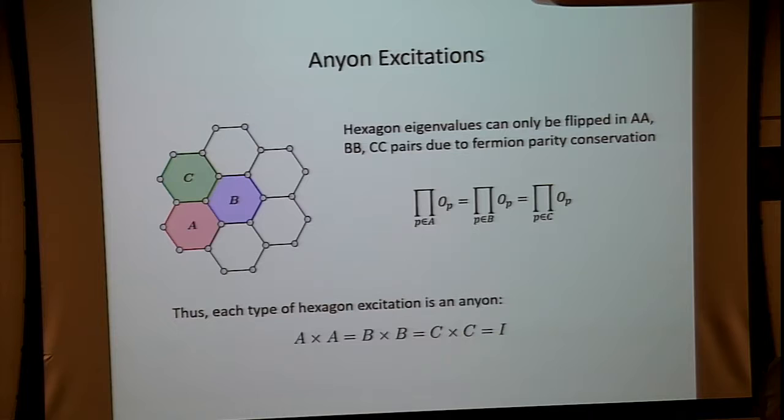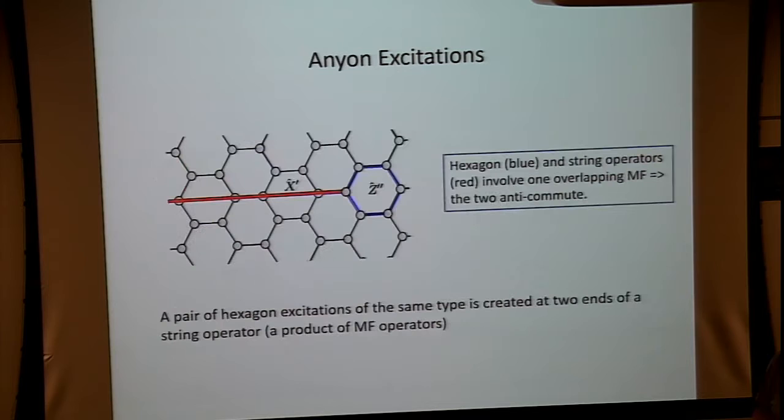So this already hints that these hexagon excitations are not trivial particles. Trivial particles, by definition, are what can be created by local operators. Here, they cannot. They have to be created in pairs. It suggests already that they are anyons with non-trivial topological braiding properties. So now let's look at the braiding statistics of these hexagon excitations.